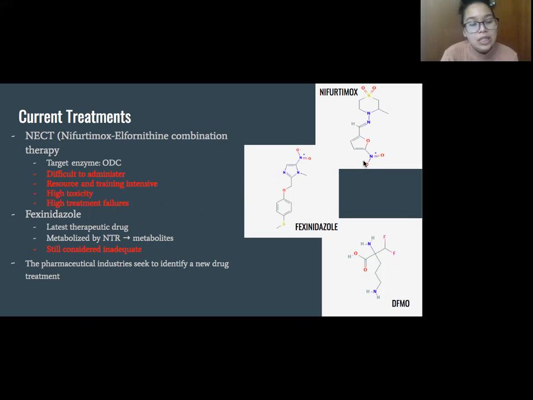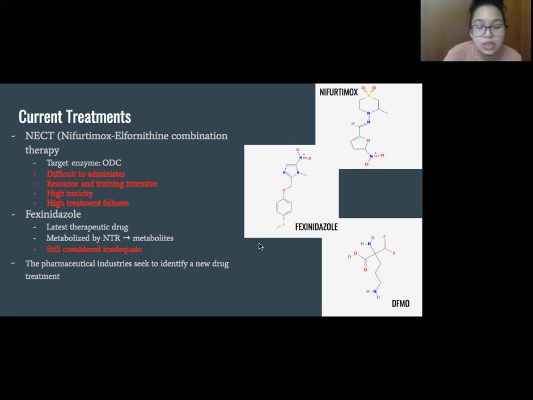This therapy is considered inadequate because it is difficult to administer, resource and training intensive, has high toxicity, and has high treatment failures. The latest therapeutic drug, fexinidazole, as you can see, has similarities with nifurtimox. It is a nitroimidazole that is metabolized by NTR, or nitroreductase, creating metabolites that show anti-trypanosomal activity. But it's still considered inadequate because it can't treat severe second stages, and it cannot treat children less than 6 years old or less than 20 kilograms. They have to be treated by NECT.